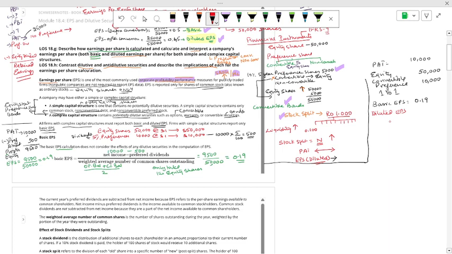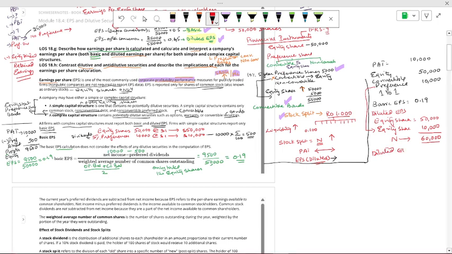When we say diluted, how many equity shares are there? Equity shares are 50,000. Next, convertible preference shares. These preference shares will get converted to equity shares. How much? 10,000, at 1:1. Don't make any complication at this stage. Then the number of shares will be 60,000. Now, diluted EPS.